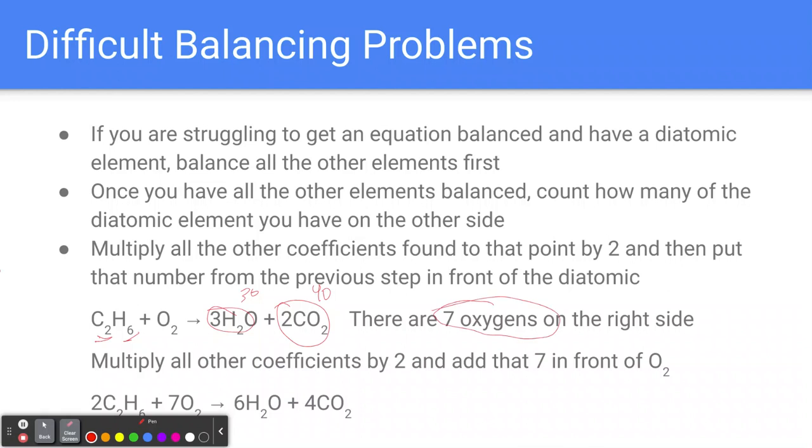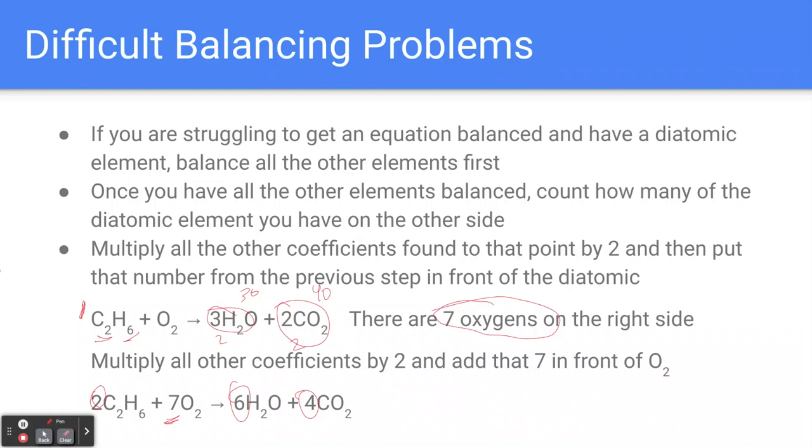What I'm going to do now is multiply all the coefficients by 2 and add a 7 in front of that oxygen. So I had a coefficient of 1 here. 1 times 2 gave me that 2. 3 times 2 gave me that 6. 2 times 2 gave me that 4. And then I'm going to add that 7 here. The reason that I did this was because technically I needed 7 halves oxygen on the reactant side, but you can't have 7 halves. So what I needed to do is multiply everything by 2, and then I can add that in.